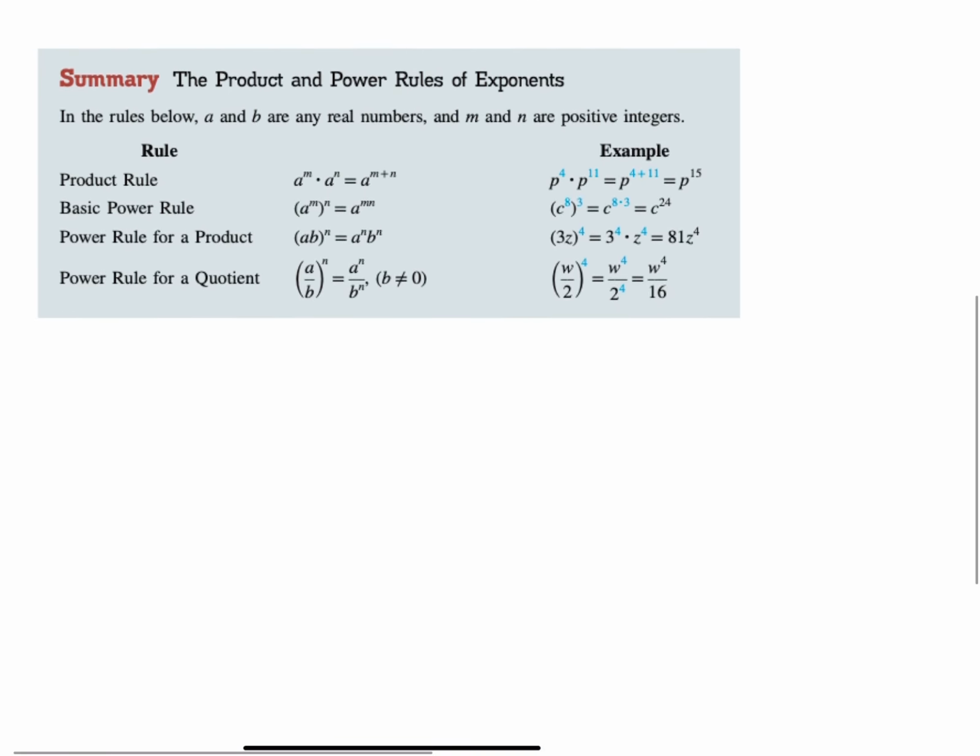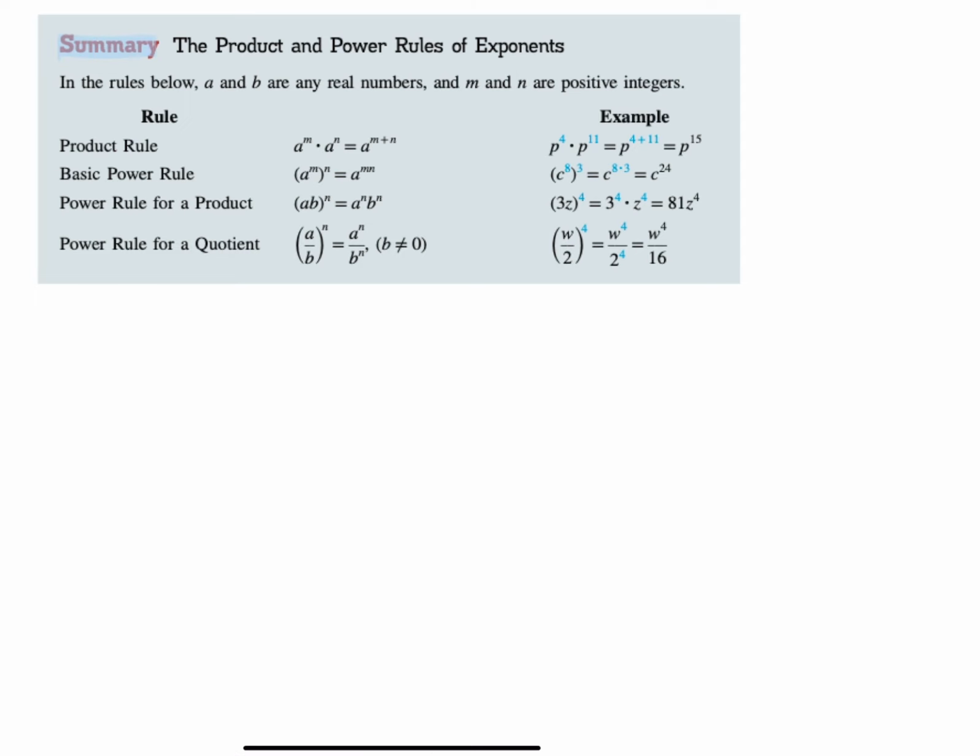So the text gives a nice summary table for these rules that we've seen. So we have what they're calling the product rule. If you have a multiplication where the bases are the same and you have two different exponents, you end up adding the exponents together. And they give a nice example. P to the 4th times P to the 11th is P to the 15th. Then we have what they call the basic power rule. That's an exponent raised to another exponent. You end up multiplying the exponents together.